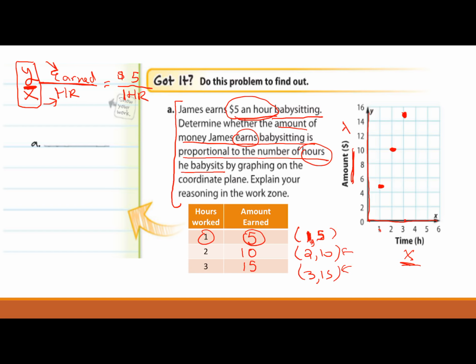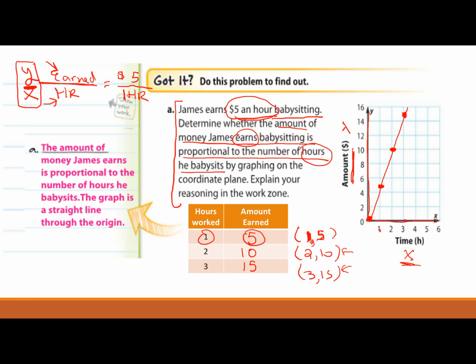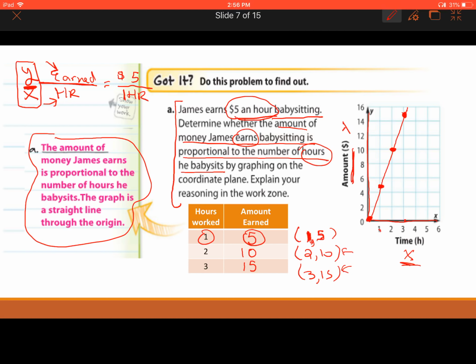All right, you're going to do your best to draw a straight line. It must go through the origin. So let's see. Draw our line. And yes, indeed, it does go through the origin right here. So, is this line proportional? The answer is yes. This line is proportional. It's a straight line that goes through the origin, which means, yes, James does make the same amount of money every single hour. And this is the answer from the book. It says that the amount of money James earns is proportional to the number of hours he babysits. The graph is a straight line through the origin.